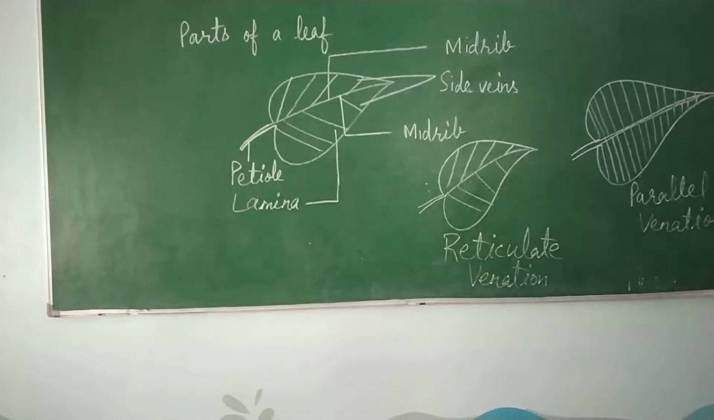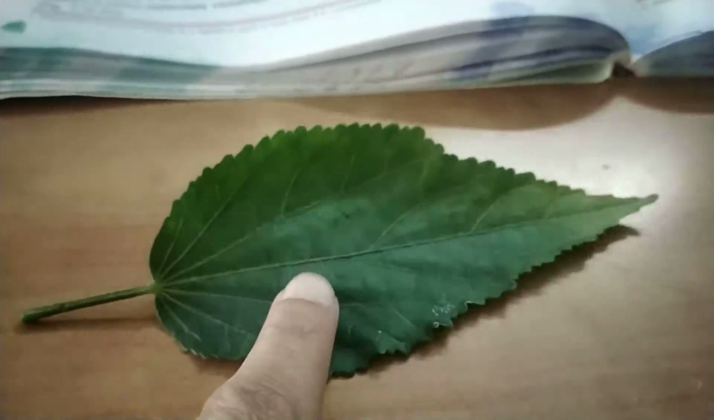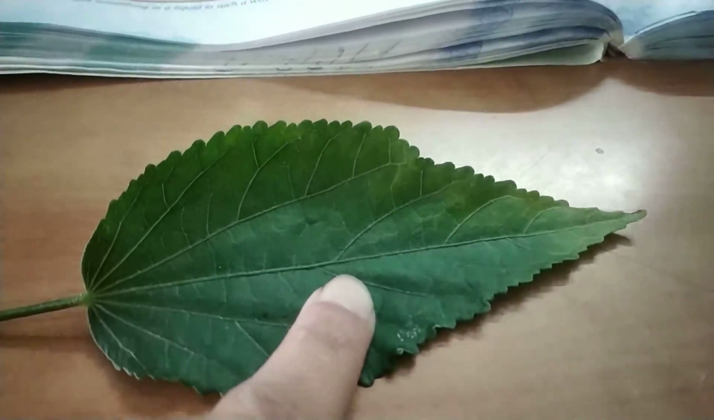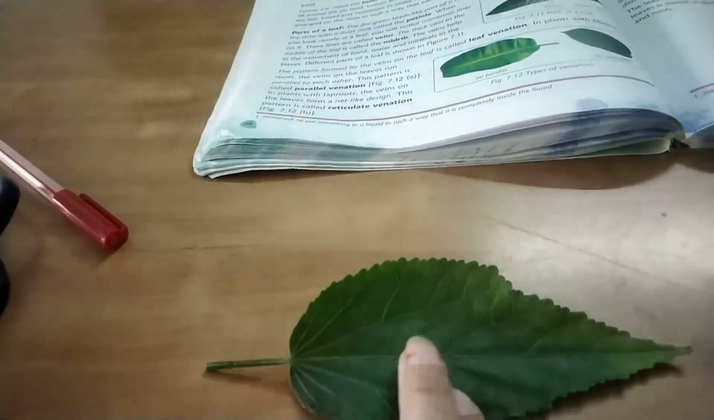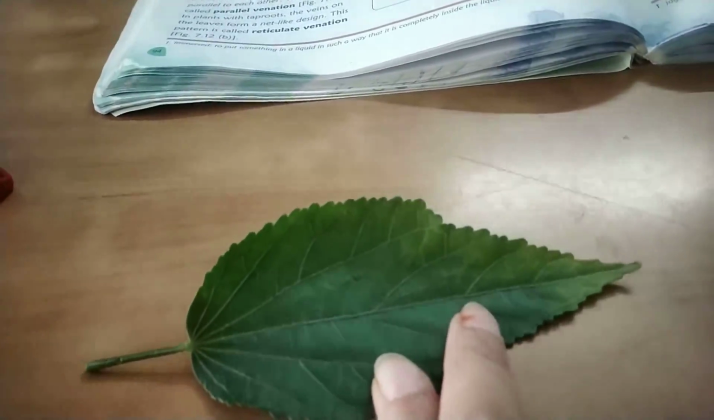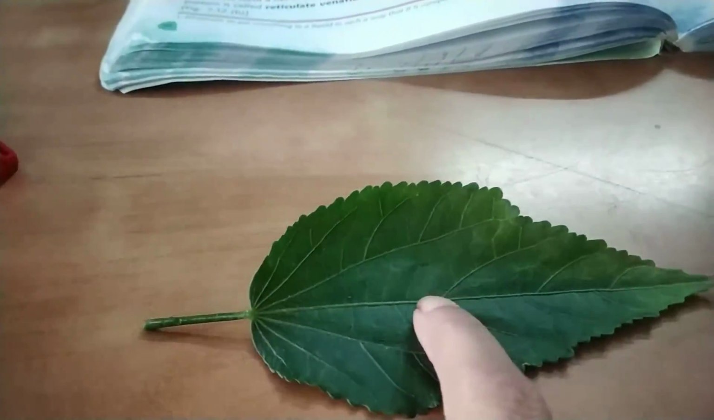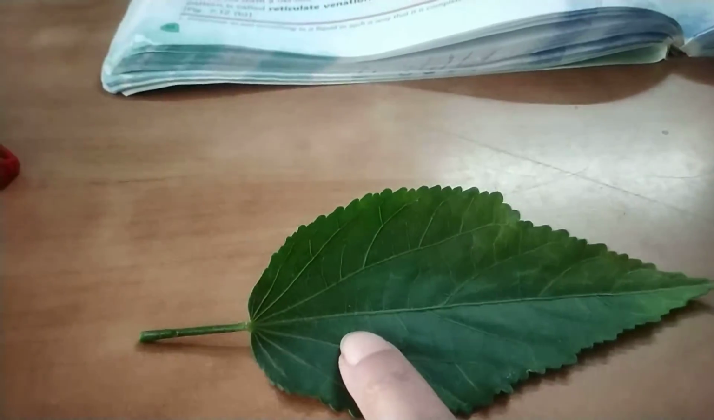Now, when you look closely at a leaf, you will notice numerous lines on it. You can see many lines on it. These lines are known as veins. And you can see the thick vein at the middle. This thick main vein present in the middle of the leaf is known as midrib.